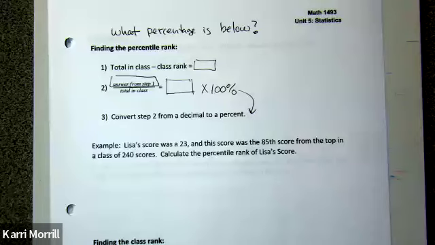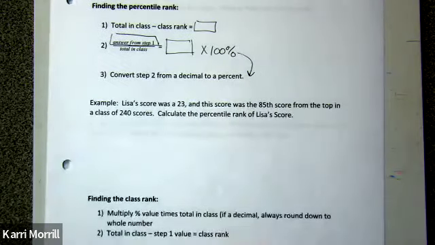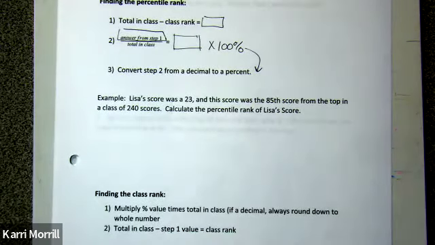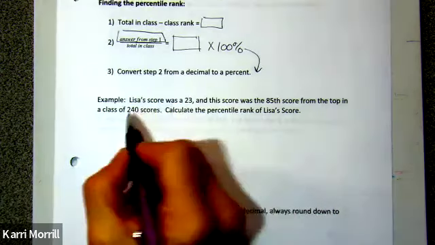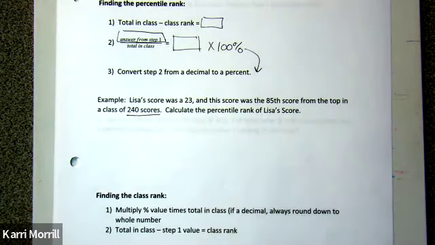So we'll go through an example like this one here. It says Lisa's score was a 23, and this score was the 85th score from the top of a class of 240 scores. Calculate the percentile rank of Lisa's score. So we need to know how many total people were in this class: 240, because there are 240 scores.